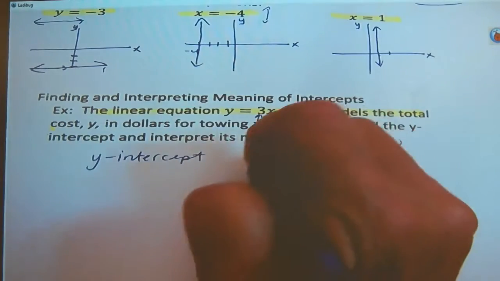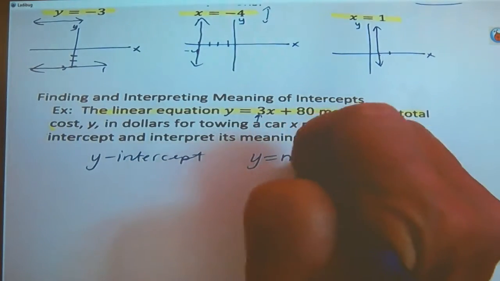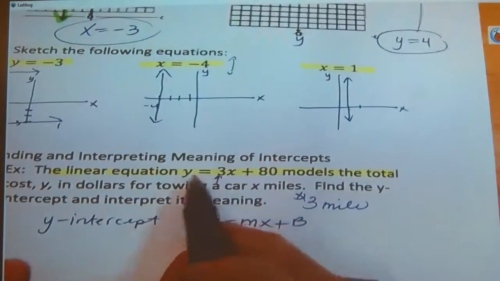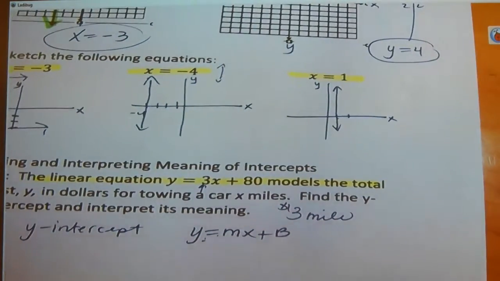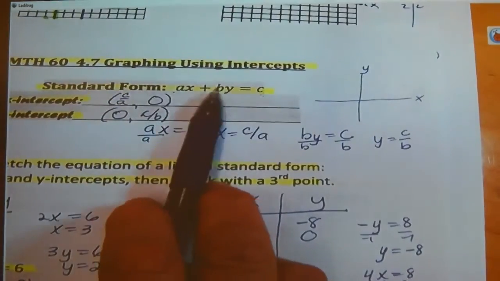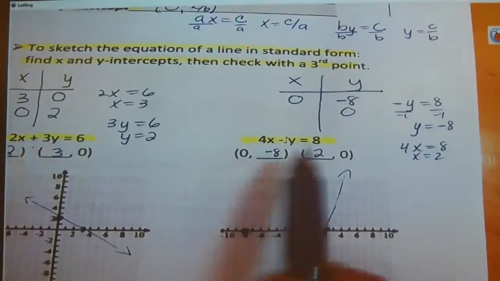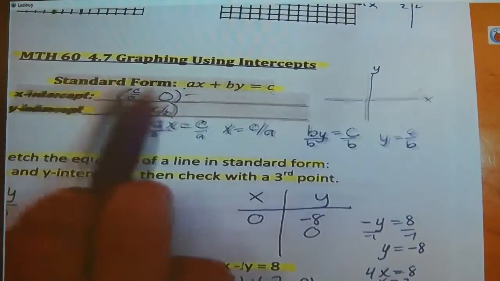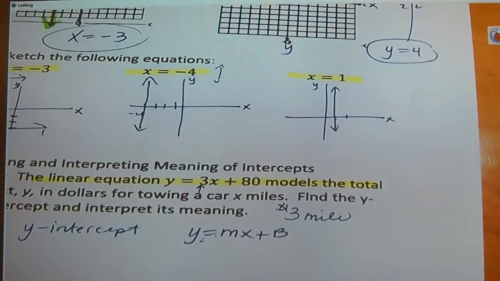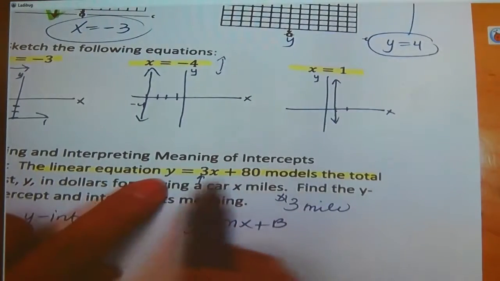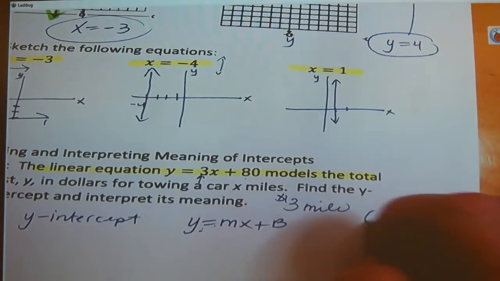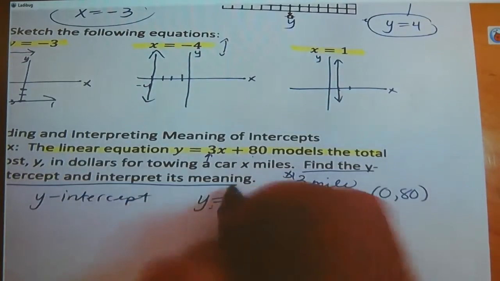And as we know, how do we know this is in slope-intercept form? Because the y is all by itself, okay? Which is very unlike what we started with. See how the y has a number in front? These are not slope-intercept form because the x and y are on the same side. That's called standard form, okay? So this one's back into slope-intercept form, which is very nice because my slope is 3, my y-intercept is 0, 80, and it says find the y-intercept and interpret its meaning.